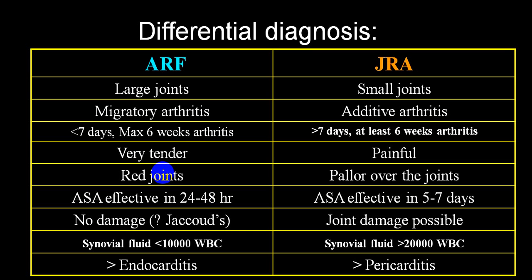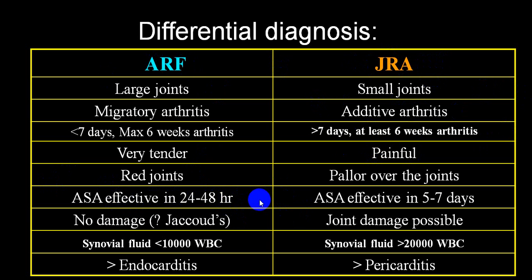So joints are very tender in rheumatic fever, while in juvenile you will not get full-blown signs of inflammation in the form of redness, swelling, warmness, etc. It will be more red, inflamed joints in rheumatic fever. ASO titer will be very high. Sorry, ASO titer will be high here. It will not be demonstrable there. RA test will be positive. Aspirin will give you a very good effect in rheumatic fever, while it will not be much effective in juvenile.